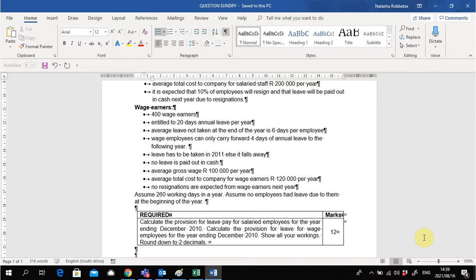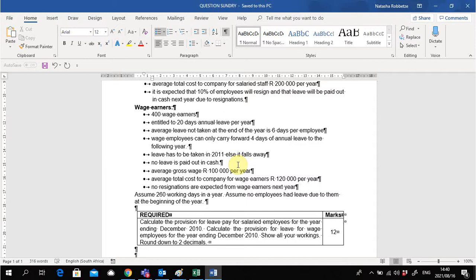So let's say they have 20 days. If 6 days were left, they were only able to be on leave for 2 weeks. But the company limits it, only 4 days may be saved up. The leave that has been taken has to be taken in 2011 or it will fall away. So if the leave is not taken, those 2 extra days above 4, if they're not taken, they are lost. And then they say no leave is paid out in cash.